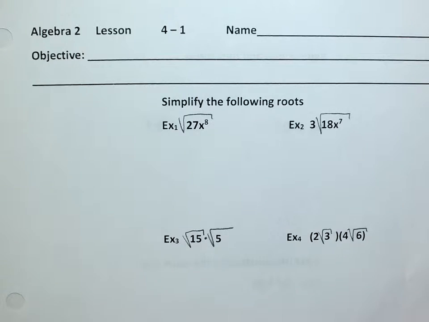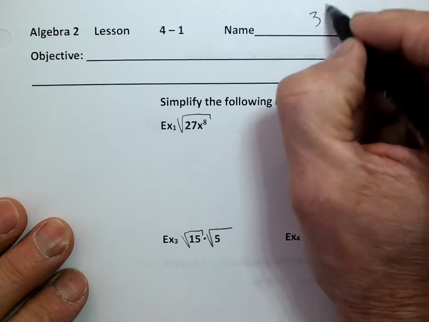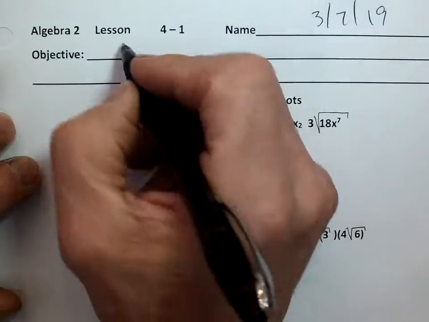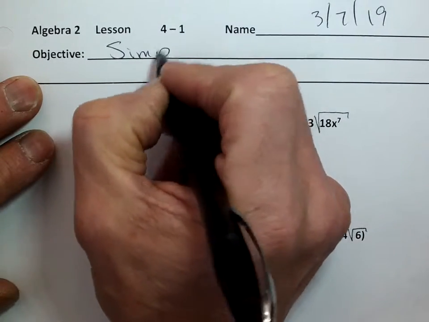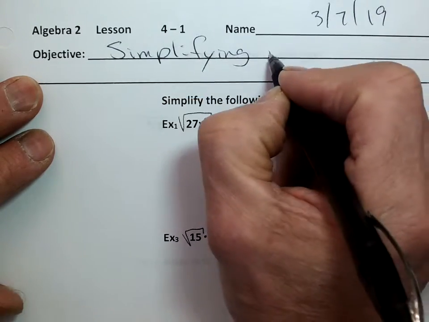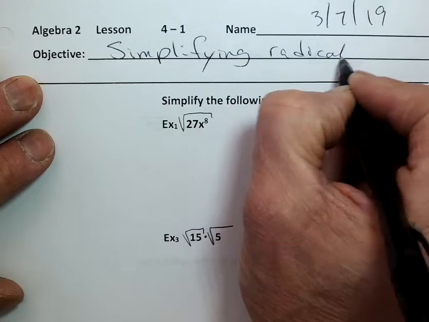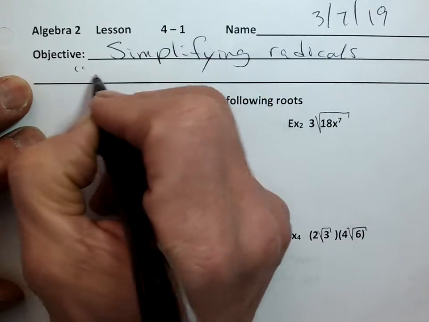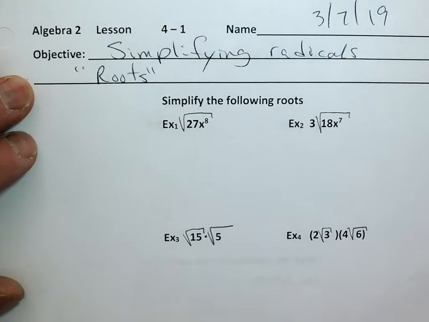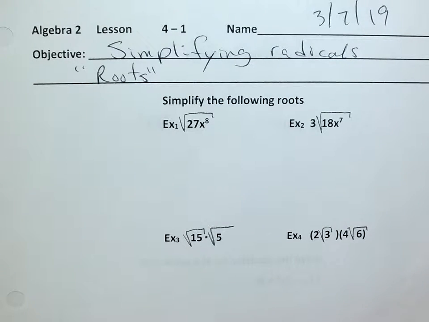Okay, today it is 3/7/19. So our objective, we're going to be simplifying radicals. Or another way to say that, or roots. When I say roots, we're talking square roots, cube roots, all the others, right?